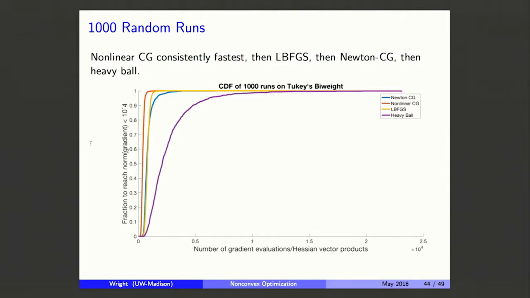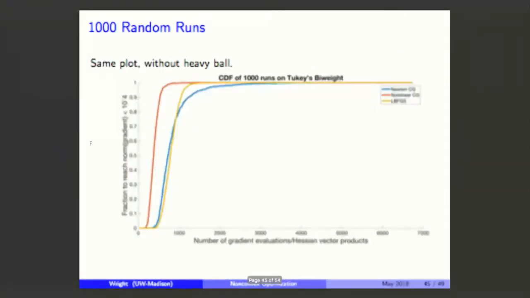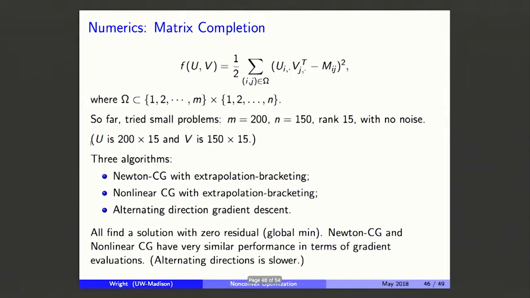LBFGS. On 1,000 random runs with randomly generated data, we found that consistently nonlinear CG, which is now the red line, was consistently fastest. LBFGS and our Newton CG algorithm were similar, and heavy ball was somewhat slower. Okay, if you take out heavy ball, you get a similar plot.